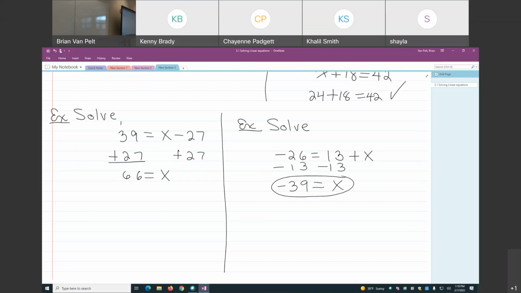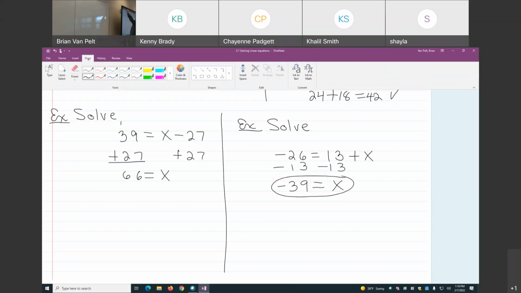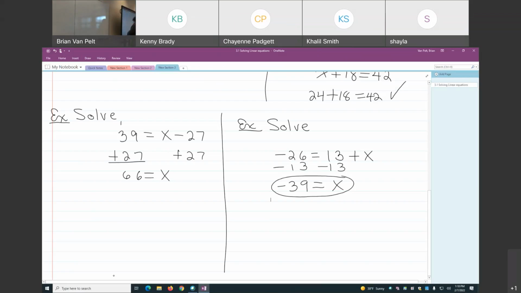We'll do more. These one-step ones are just to get you warmed up. So with each of these, if I had subtraction, I did addition to undo. If I had addition, I did subtraction to undo. Same thing works for multiplication and division. If I multiply, I divide to undo.